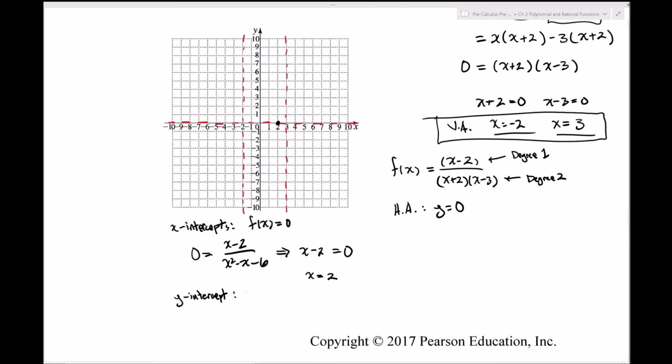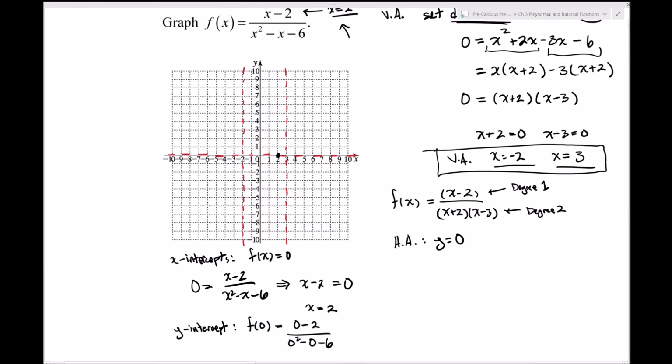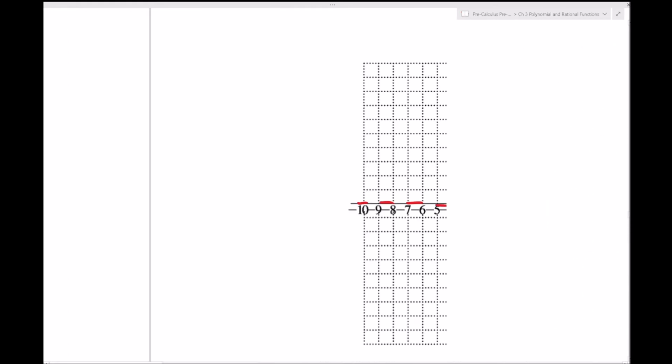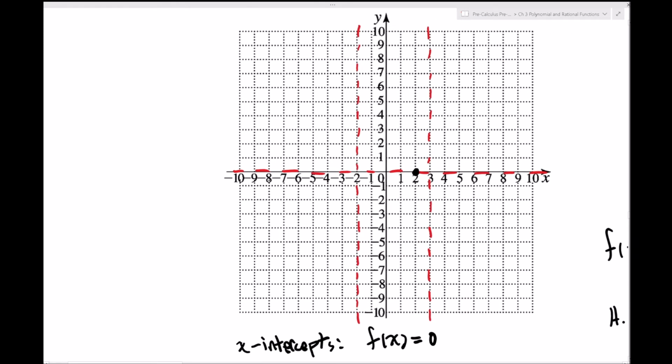So my y-intercept is when we plug in 0 into the function. In this case, that's (0 minus 2) over (0 squared minus 0 minus 6). So I'm plugging in a 0 anywhere I see an x in the original definition of f of x. And then we simplify, so we get 1/3. So on the y-axis, this graph is supposed to cross at 1/3, which is somewhere down here.